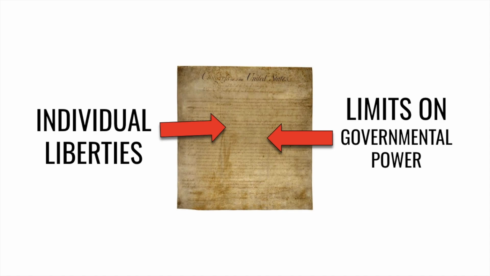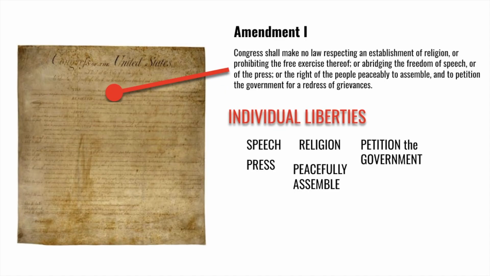And again, we are looking for what are the individual liberties guaranteed in the Bill of Rights and what limits are placed on governmental power. So starting with our First Amendment, the individual liberties, of course, are your freedom of speech and religion, the press, the right to peacefully assemble, as well as the right to petition the government for a redress of grievances.